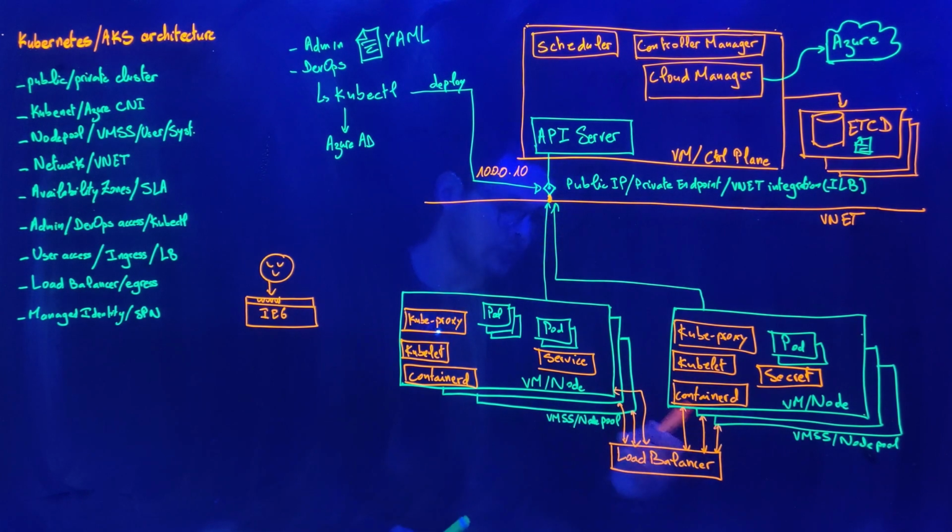So that LB will be used in two senses here. Either it will be used for the external traffic or for the egress traffic, because those VMs or those pods inside, maybe they will need to connect to the internet, or VMs here need to get the Linux updates, for example. So they will connect through that load balancer to go to the internet. I can use that same load balancer to expose my service publicly to my end users.